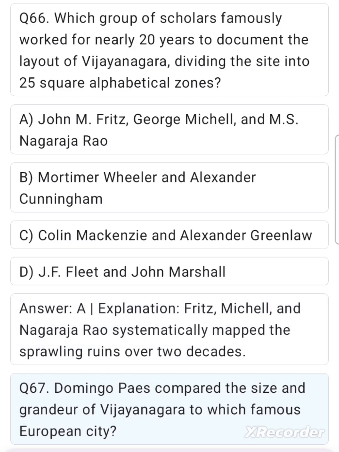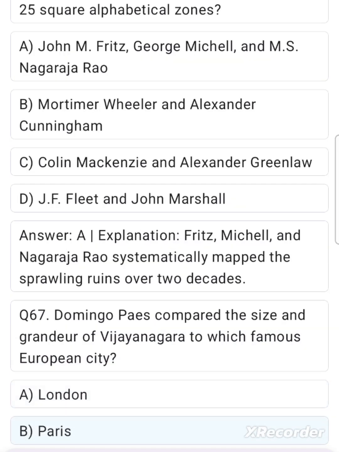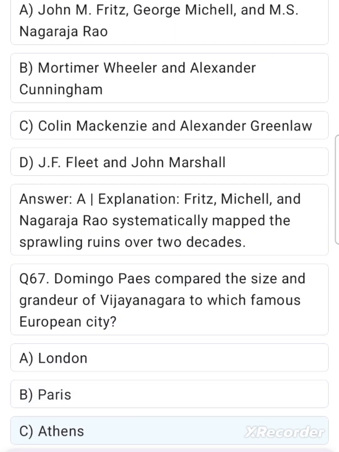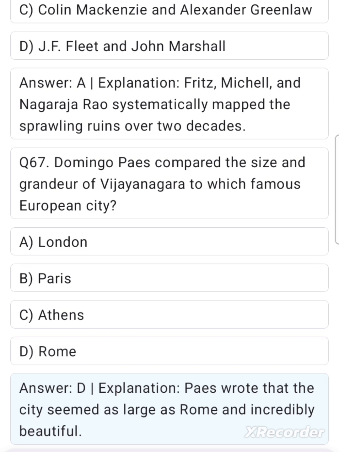Q67. Domingo Paes compared the size and grandeur of Vijayanagara to which famous European city? A. London. B. Paris. C. Athens. D. Rome. Answer. D. Explanation. Paes wrote that the city seemed as large as Rome and incredibly beautiful.